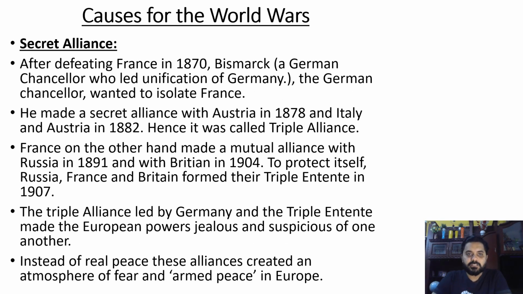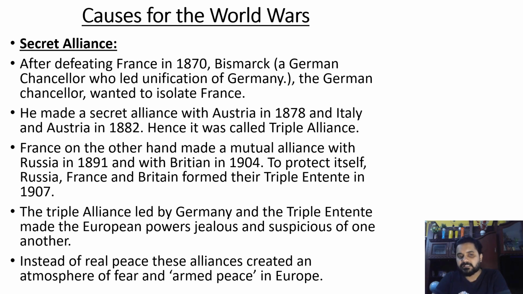Let us now talk about the other causes for the World War. Secret alliance. After defeating France in 1870, Bismarck, the German chancellor who led the unification of Germany, wanted to isolate France. He made a secret alliance with Austria in 1878 and with Italy and Austria in 1882. Hence, it was called the Triple Alliance. France, on the other hand, made a mutual alliance with Russia in 1891 and with Britain in 1904.